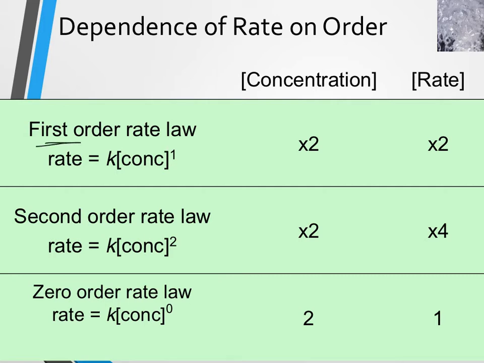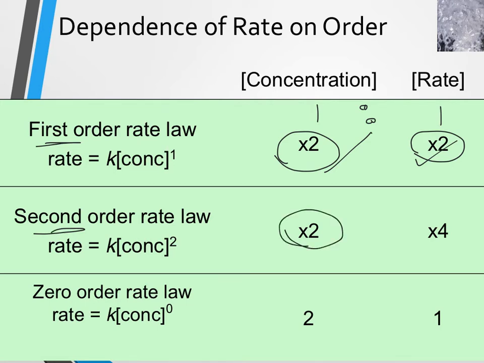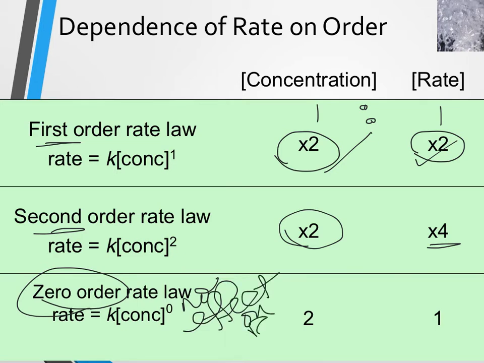If you have a first order reaction, that means that there is a 1-to-1 relationship between concentration and rate. It means if you double the concentration, the rate doubles. If you have a second order reaction, when you double the concentration of that reactant, you will quadruple the rate of the reaction. And if you have a zero order rate law, that means that there is no effect of the concentration of that reactant on rate. So if you double the concentration of a zero order reactant, it will have no effect on the rate whatsoever.